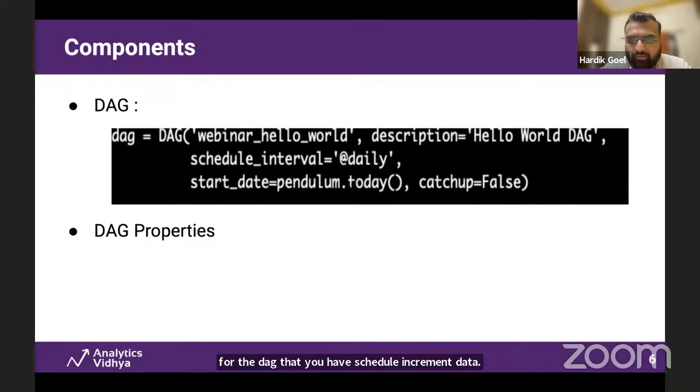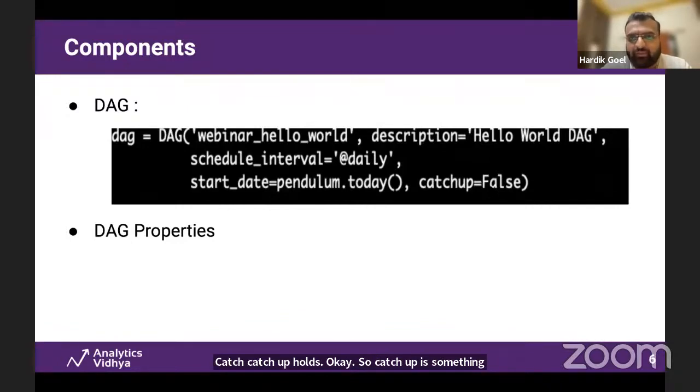Start date pendulum.today. Okay, so pendulum is one such library which is giving you the option of having today, yesterday, or day -1 or day -2. So pendulum is nothing else. It's just a library which is giving you the kind of a date time, right? Earlier it used to have date time, just like we have in Python. Catch up, false. Okay, so catch up is something which is just like your backfilling.